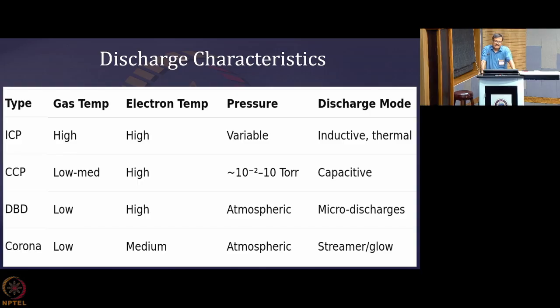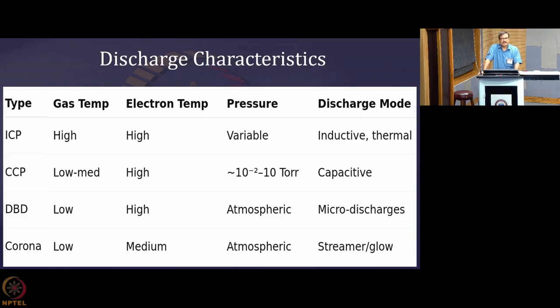Then CCP: the gas temperature is low or medium, and electron temperature is high anyway. Pressure is low. CCP devices are usually operated at much lower pressure, say 10 to the minus 2 to 10 torr, and the discharge mode is capacitive coupling. Now, dielectric barrier discharge: gas temperature is really low, you can touch it by hand. Electron temperature may be high, which means it can easily be 2 to 4 eV, like that.